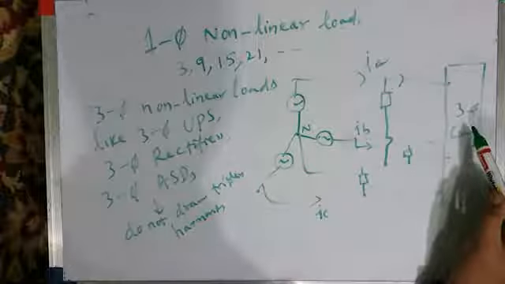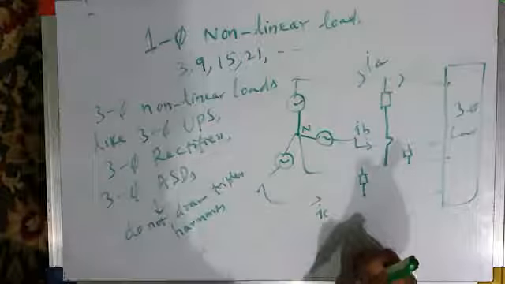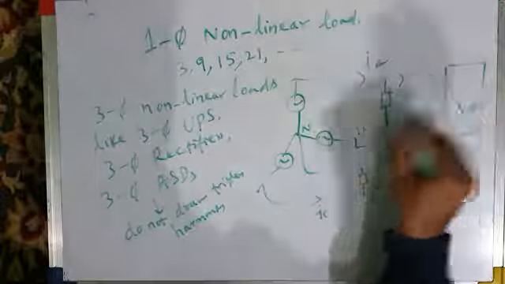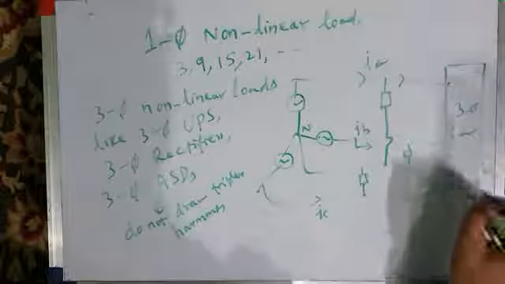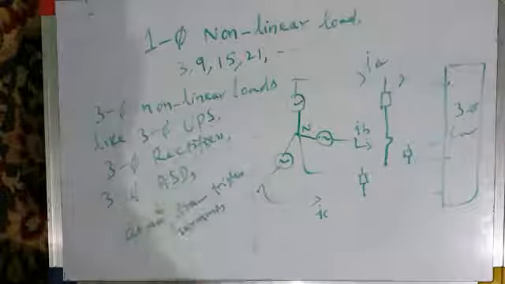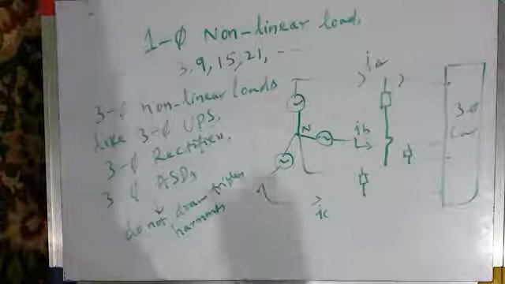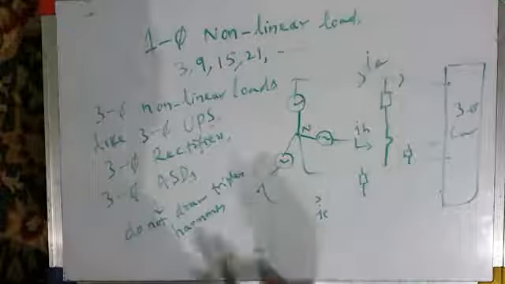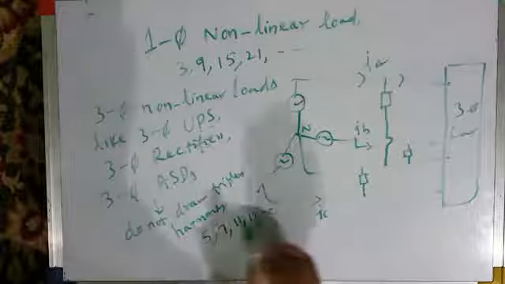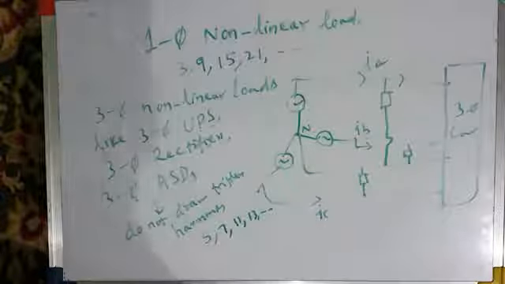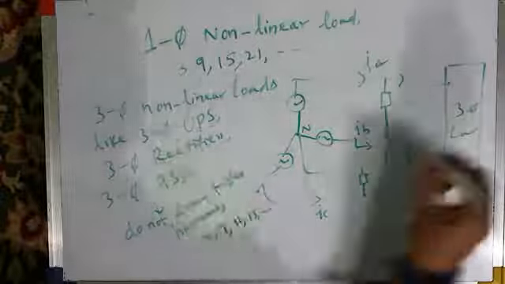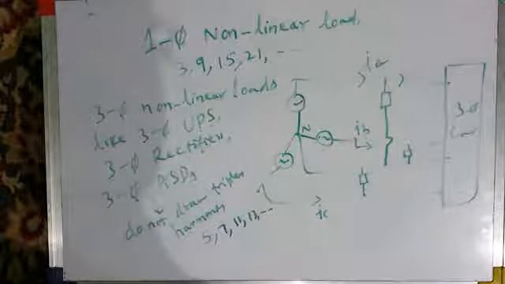These three-phase nonlinear loads are also nonlinear loads. They also draw harmonic currents, but if you see the line currents IA, IB, IC, because of these three-phase nonlinear loads like three-phase UPS, three-phase rectifiers, three-phase ASDs, adjustable speed drives, they draw only non-triplen harmonics like fifth harmonic, seventh harmonic, 11th harmonic, 13th harmonic, and so on. They do not draw triplen harmonics. And since three-phase nonlinear loads do not draw triplen harmonics, they do not cause any neutral current.